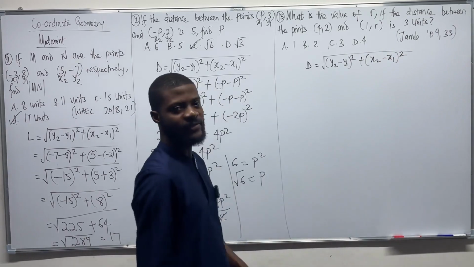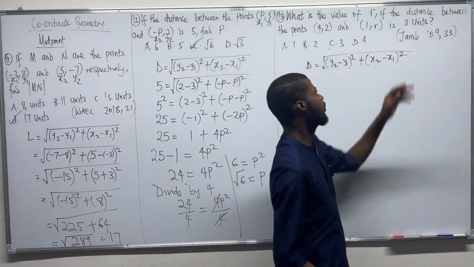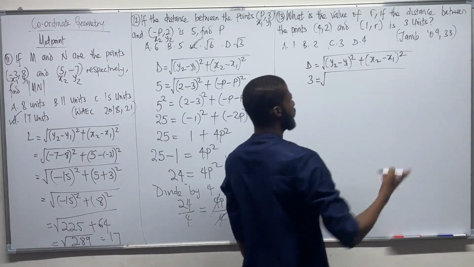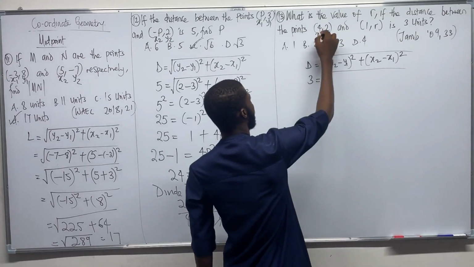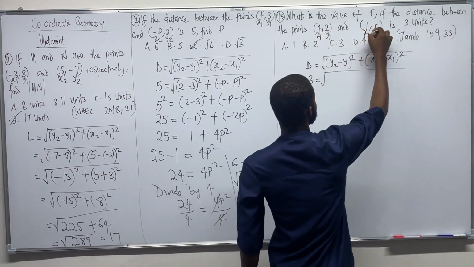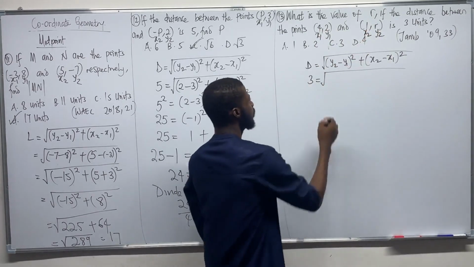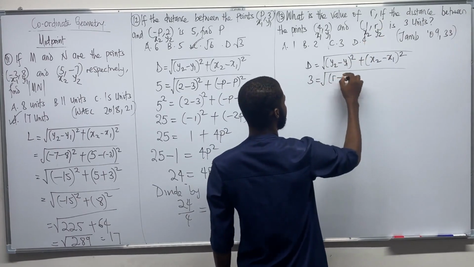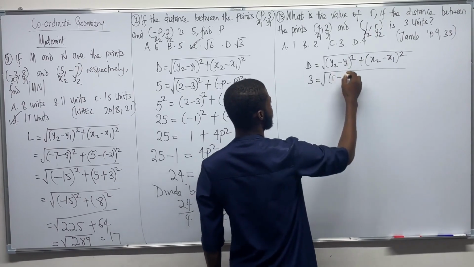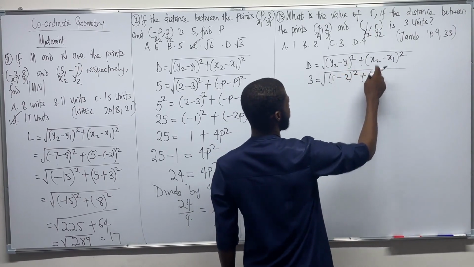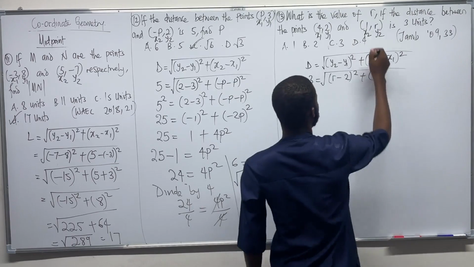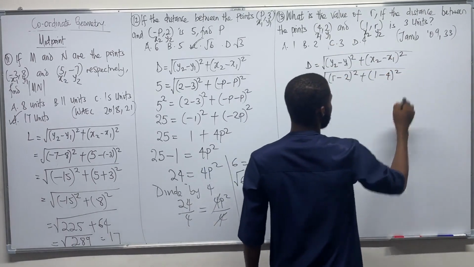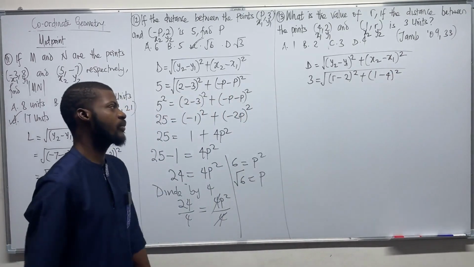So the distance is 3 units. They said it is 3 units. So this is 3 equal to square root. And let us name our points. So this is x1, y1. This is x2, y2. So y2 is letter r. y2 is r, take away y1 is 2, all squared. Plus what is x2? x2 is 1. Take away what is x1? x1 is 4, all squared. So that is what we have.